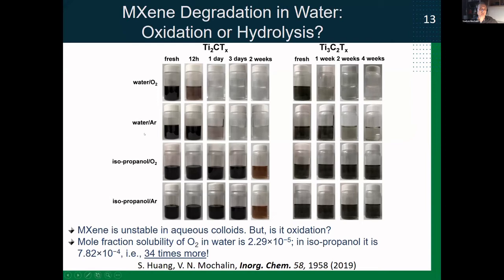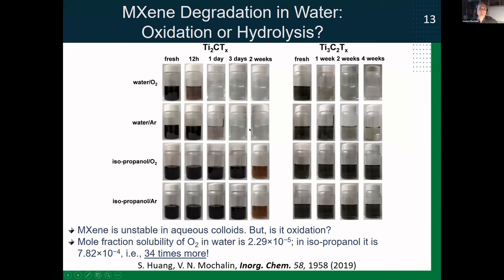And this is what we observe. In water, when we saturate it with oxygen, degradation happens very quickly for both MXenes we used, titanium 2C and titanium 3C2. We observe quite fast degradation. When we deaerate water, saturating it with argon, then degradation slows down, but still you can see it.